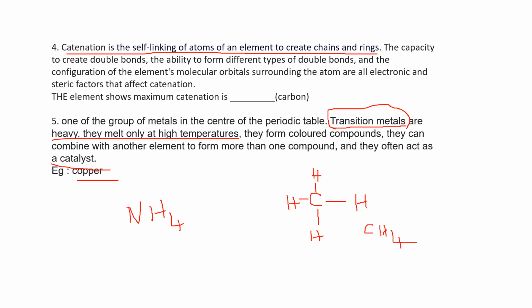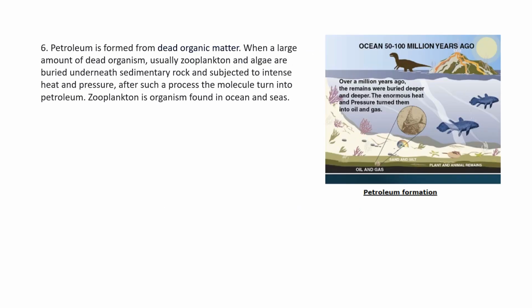Next one. Petroleum: how is petroleum formed? Let us see. Petroleum is formed from dead organic matter. When a large amount of dead organisms, usually zooplankton and algae, are buried underneath sedimentary rock and subjected to intense heat and pressure, the molecules turn into petroleum. Zooplankton are organisms found in oceans and seas.